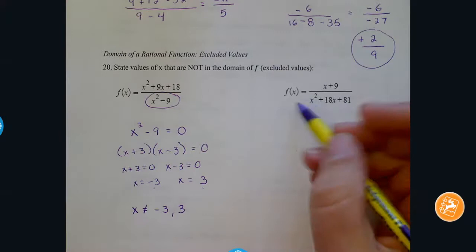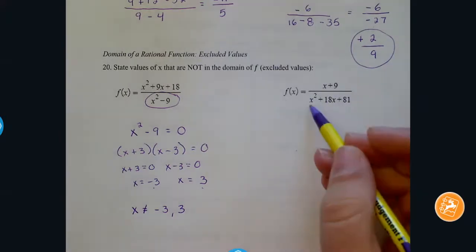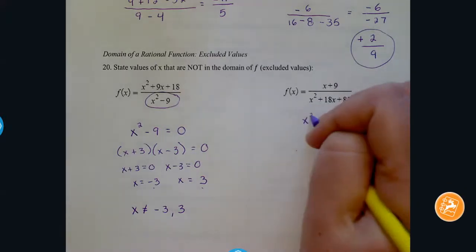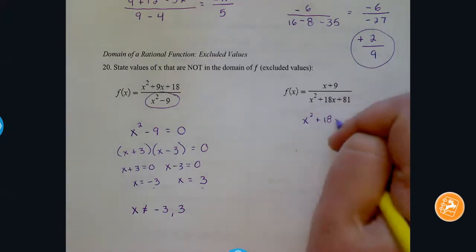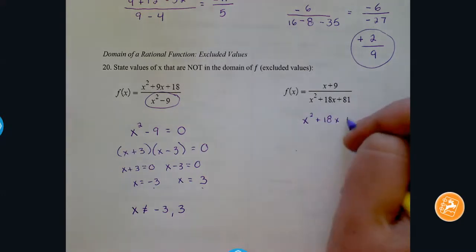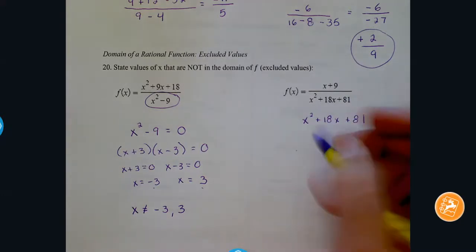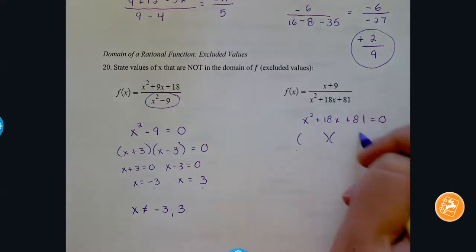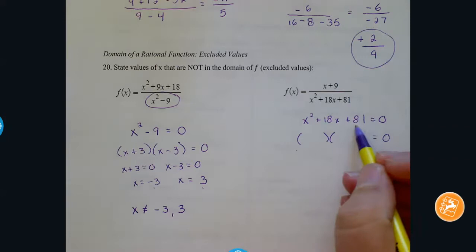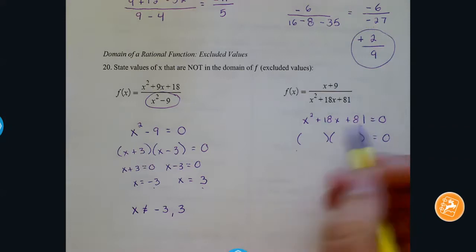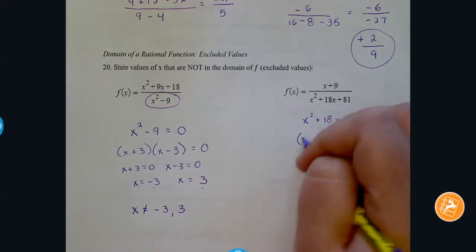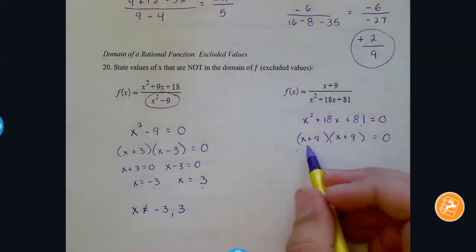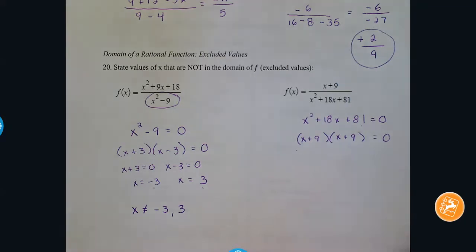Over here, we have f of x equals x plus 9 over x squared plus 18x plus 81. Same thing, we're only going to be looking at the denominator of x squared plus 18x plus 81. And we're going to set that equal to 0, factor it. So we're looking for two numbers that multiply to 81 and add to 18. And that would be 9 and 9. So we have x plus 9 times x plus 9.